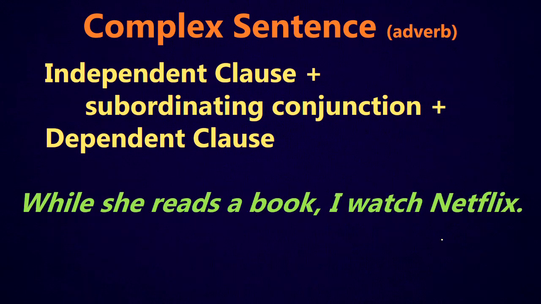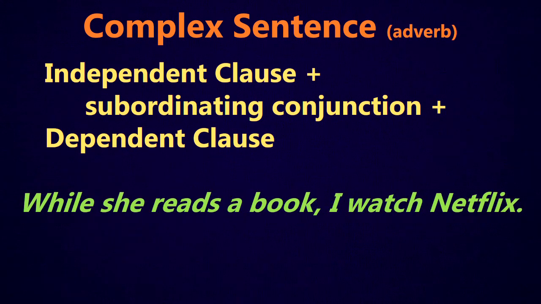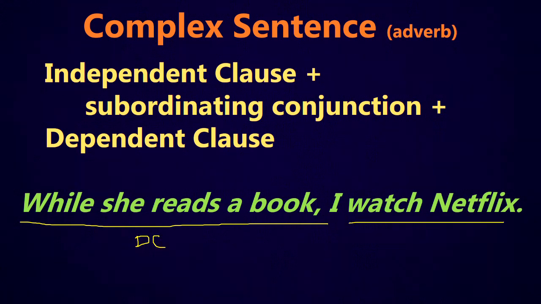While she reads a book, I watch Netflix. Ooh, look at that. It's the same thing. I watch Netflix while she reads a book. While she reads a book, I watch Netflix. So this is a difference between complex sentences and compound sentences. With complex sentences, we can actually put the dependent clause first. So DC for dependent clause and IC for independent clause. It doesn't really matter what order they go in.